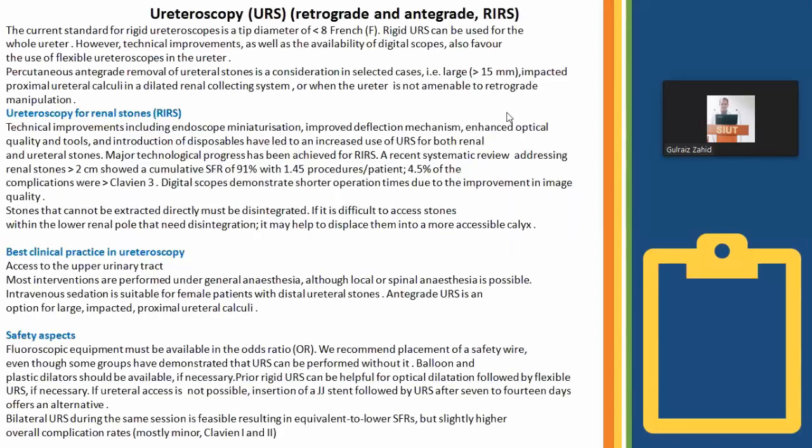Now, I will tell you about URS, retrograde and antegrade, and RIRS. The current standard for rigid ureteroscope is a tip diameter of less than 8 French. Rigid URS can be used for the whole ureter. However, technical improvements as well as the availability of digital scopes also favor the use of flexible ureteroscopes in the ureter.